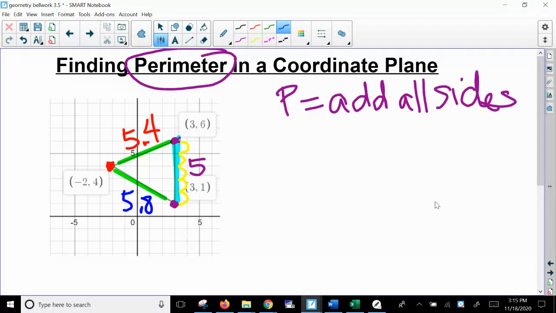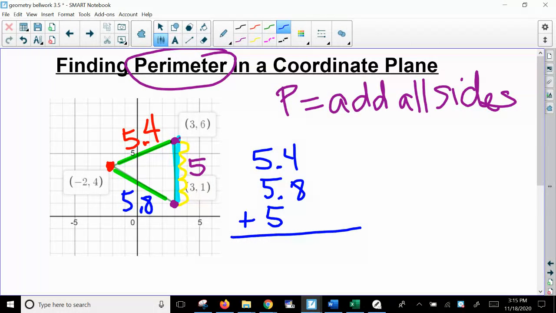Okay, so now to find the perimeter, just add all three numbers. So in the calculator or by hand, you add 5.4 plus 5.8 plus 5. And I'm going to do it in my head. 12, carry the 1, and I got 16.2. So this is my perimeter. That's it.